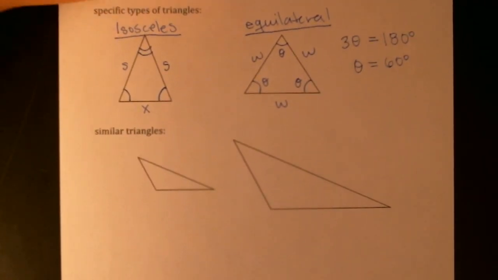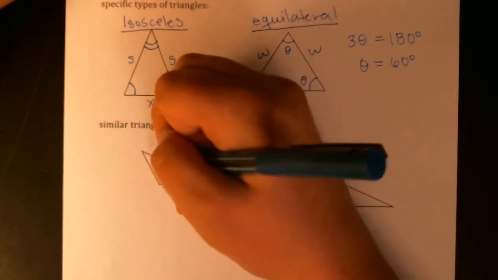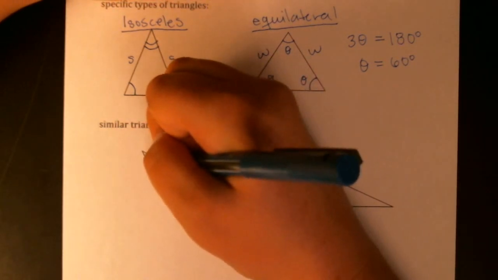This is a really big one. So similar triangles, in theory, I hope it's kind of easy, but I find that people have a little bit of trouble. Okay, so the idea is that two triangles are similar if they have the exact same angles.